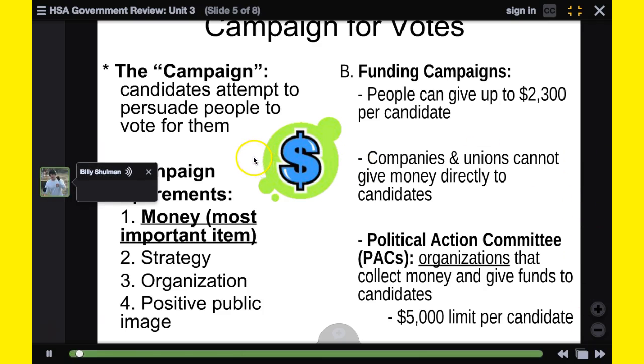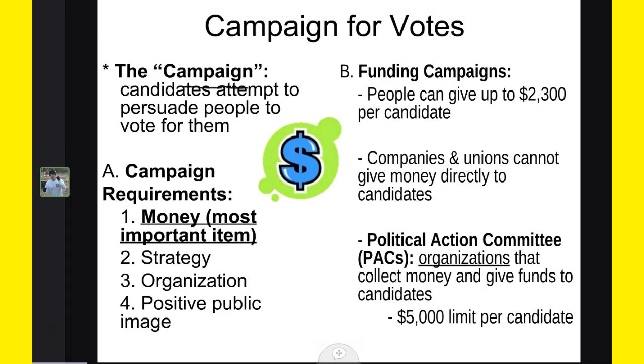In our last slide, we're going to be looking at the campaign for votes. And we've already talked about the word campaign, but just to review it again, the campaign is when candidates are presenting their positions to voters, and what they're trying to do is get as many votes as possible by persuading and lobbying citizens to vote for them. To run a good campaign, you have to have a bunch of requirements. I list 5 here: organization, a good strategy, positive public image, and you have to have good media exposure.